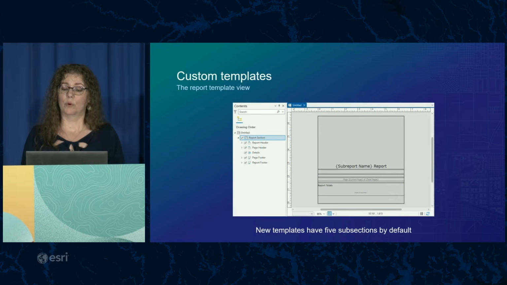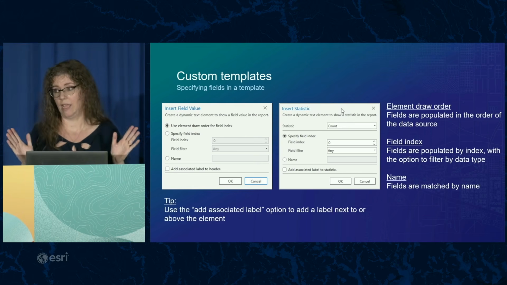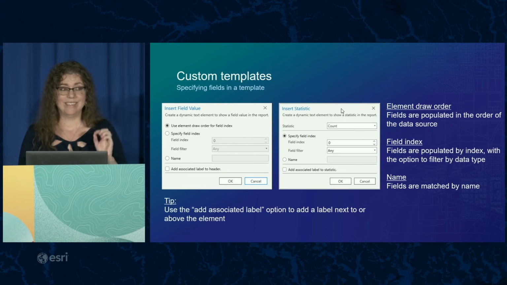Now, a blank report template starts with the 5 standard subsections and looks like a normal report view. Because a template has no data, fields are defined a little differently. There are 3 options we can use: element draw order, field index, or by name. When specifying the field index, we can also add an optional feature like text or date, or just say, let's use any. Statistics can only be derived using the field index and name methods.